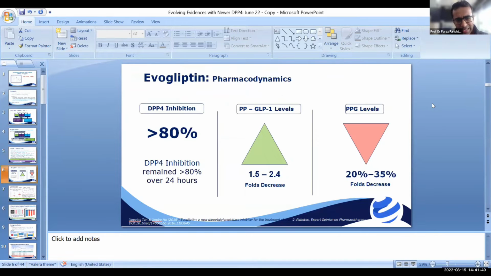There is more than 80% DPP4 inhibition which happens over the period of 24 hours. I think this is where most of the DPP4 inhibitors differ from each other. The postprandial GLP-1 rise goes as high as 1.5 to 2.4 fold. And you will see the PPG levels go down by 20% to 35%.